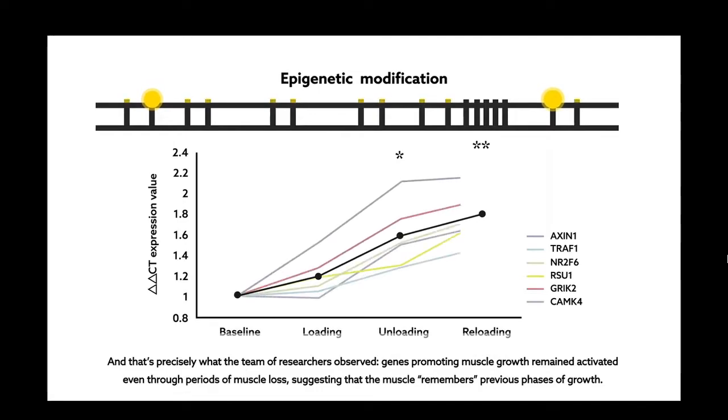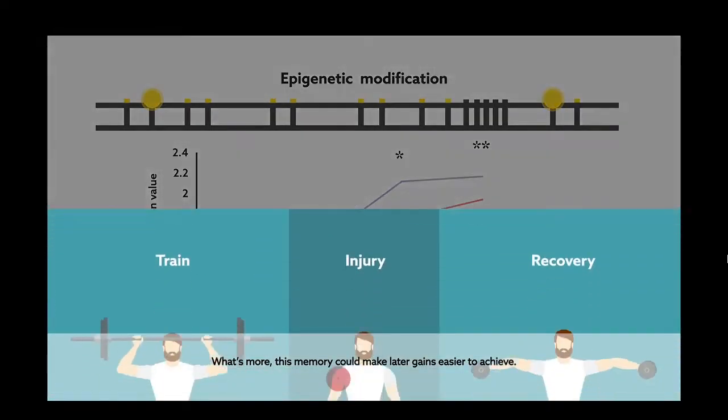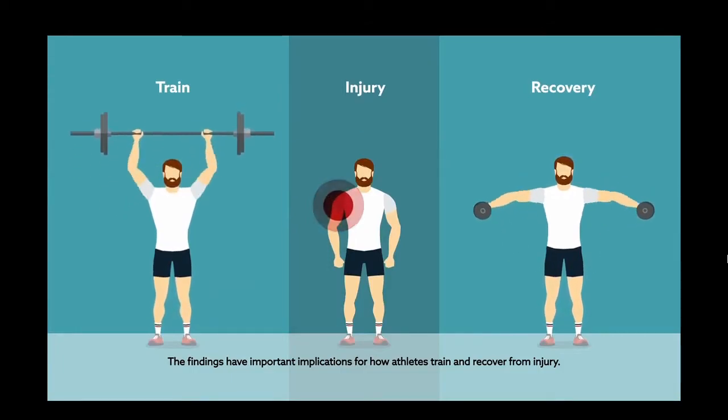Genes promoting muscle growth remained activated even through periods of muscle loss, suggesting that the muscle remembers previous phases of growth. What's more, this memory could make later gains easier to achieve. The findings have important implications for how athletes train and recover from injury.